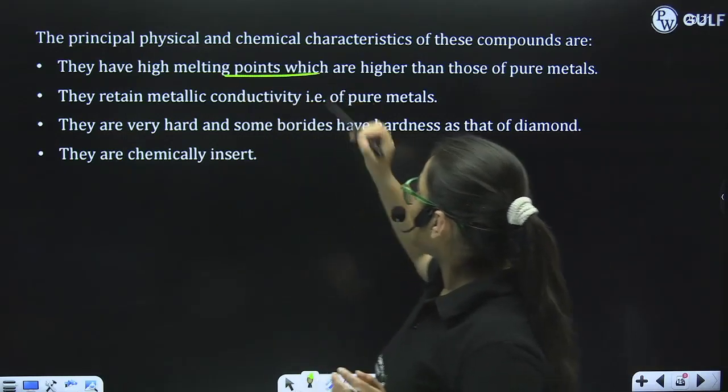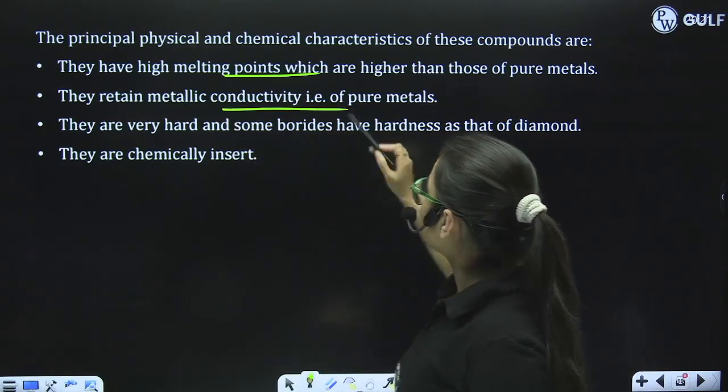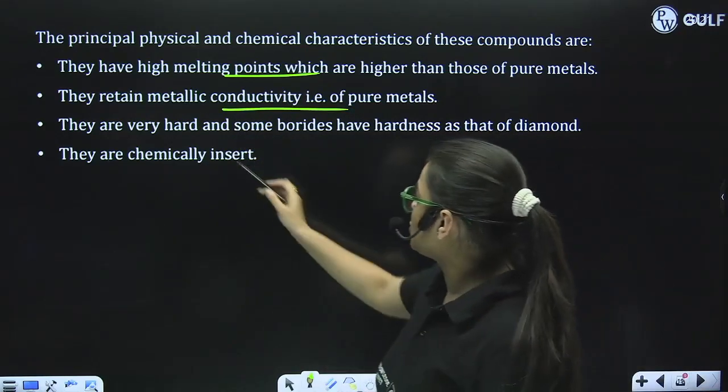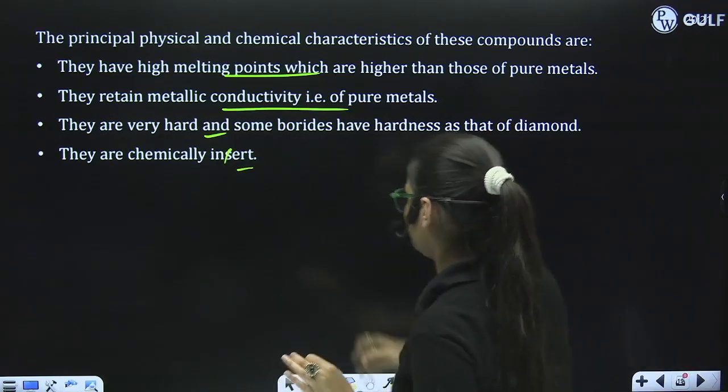Let's talk about now, they have told you what are the chemical properties and the physical properties of them. So they have a high melting point, higher than that of the pure metals. Then they retain metallic conductivity, they are very hard in nature and they are chemically inert. Clear everyone? It's not insert, it's inert.